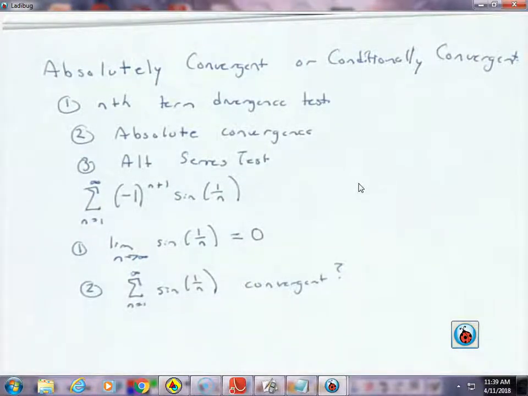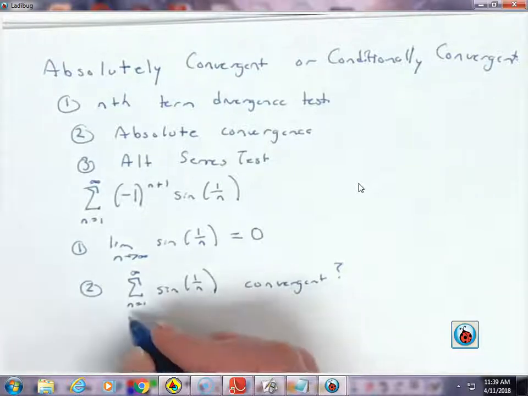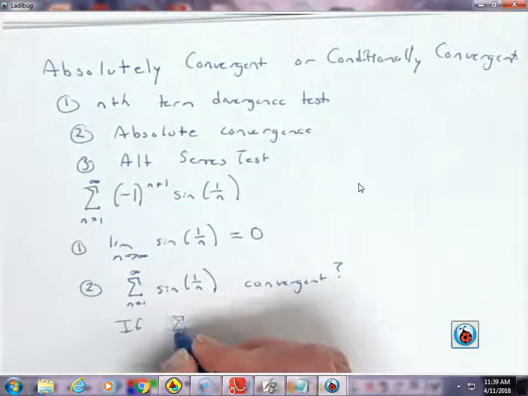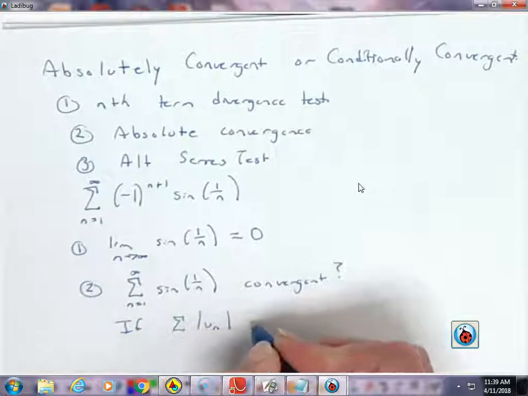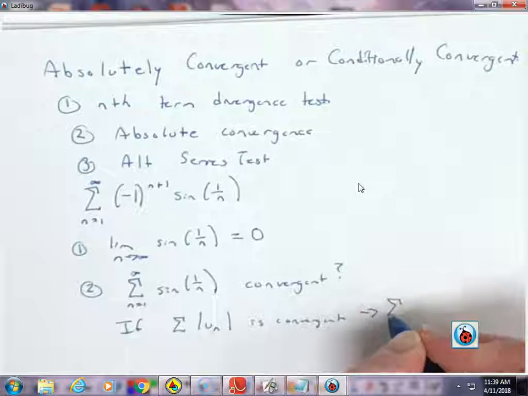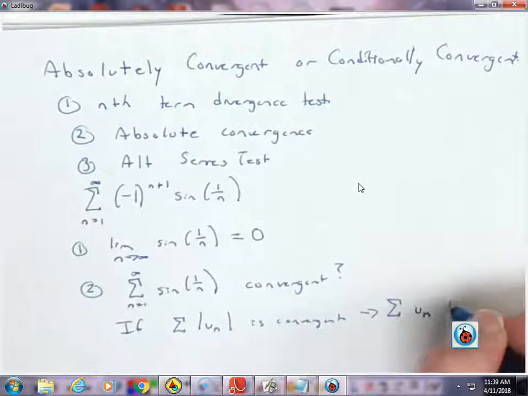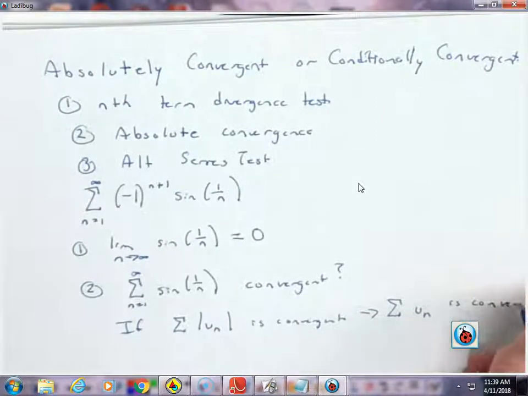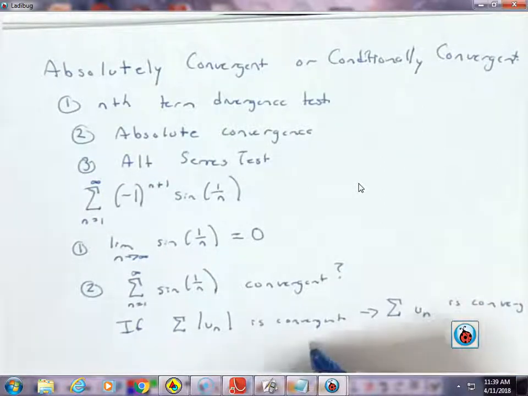Basically once I get rid of the alternating, I can use any of the tests that I know, all the other ones that we talked about. So I want to see if this is convergent. If this is convergent, then we have a theorem that says that if the summation of the absolute value of a series is convergent, that implies that the original series, that is your alternating one, is also convergent, and that would be called absolute convergence.